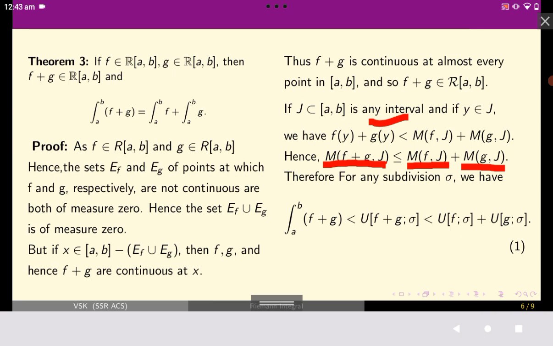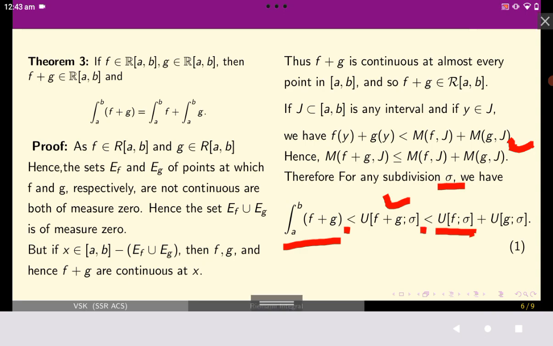And because of this inequality, for any subdivision sigma, the integral from a to b of f plus g is less than or equal to the upper sum of f plus g over sigma, which is less than or equal to the upper sum with respect to f over sigma plus the upper sum with respect to g over sigma. That will hold because of this.